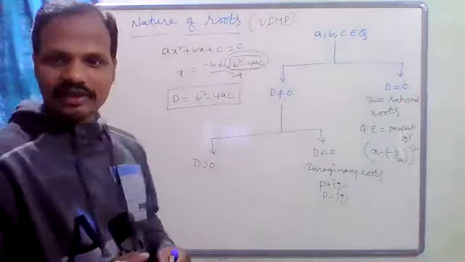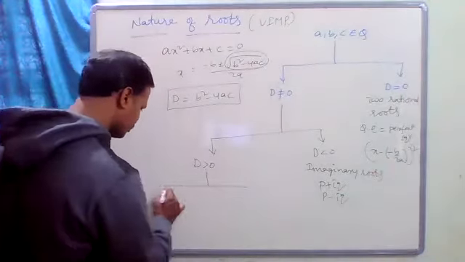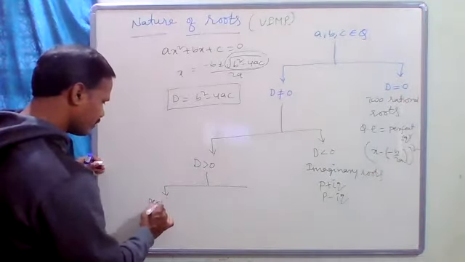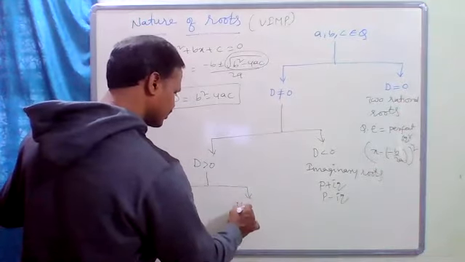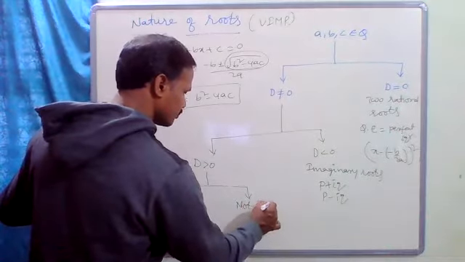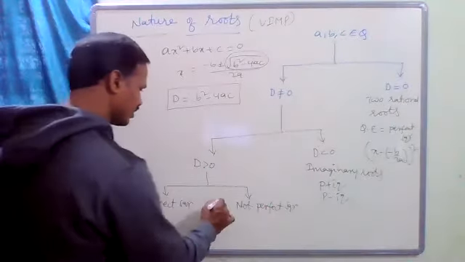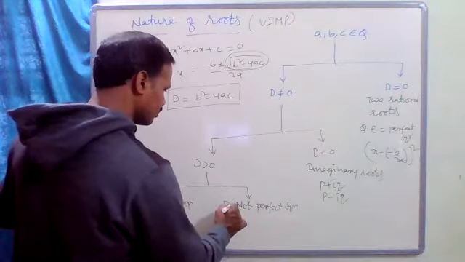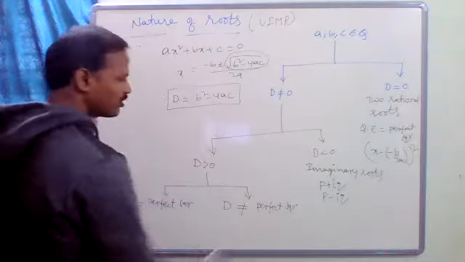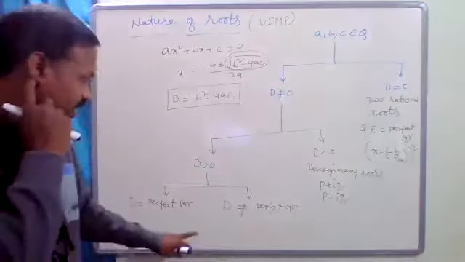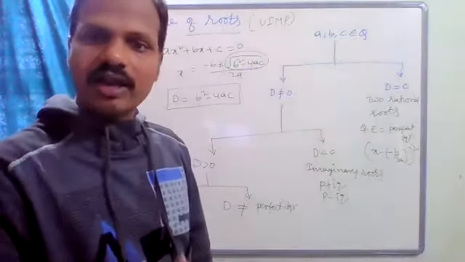Now D greater than 0, again two cases: D is a perfect square or D is not a perfect square. Listen carefully here. If D is greater than 0, positive, it may be a perfect square or not a perfect square.